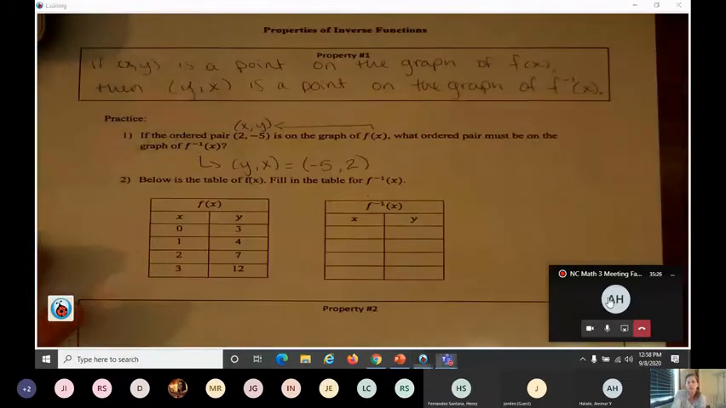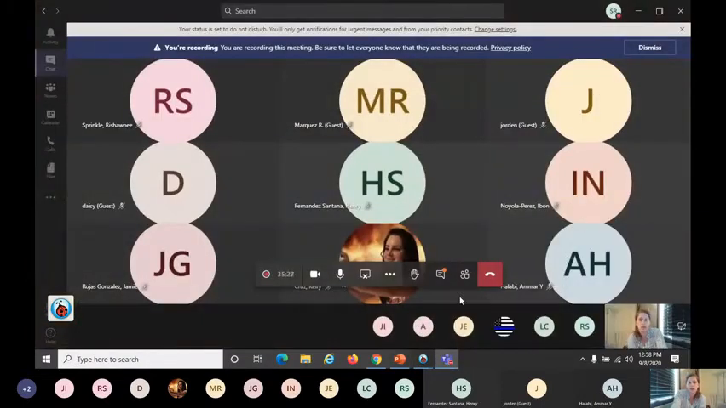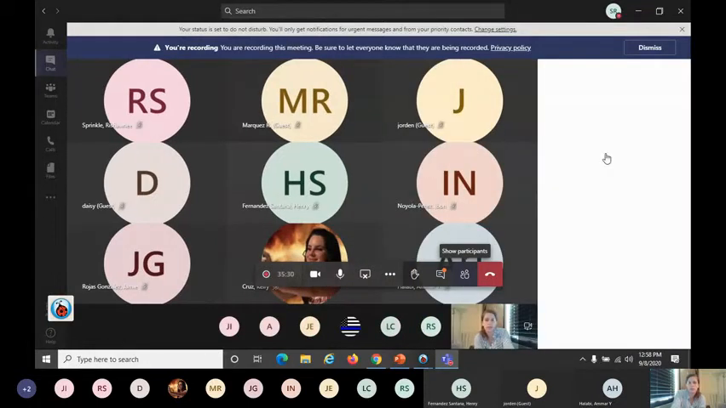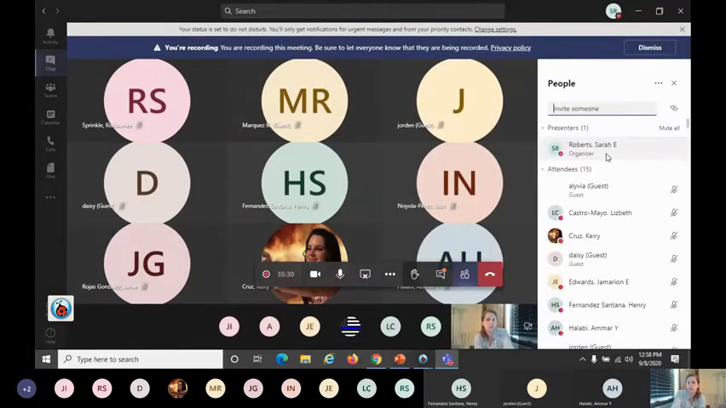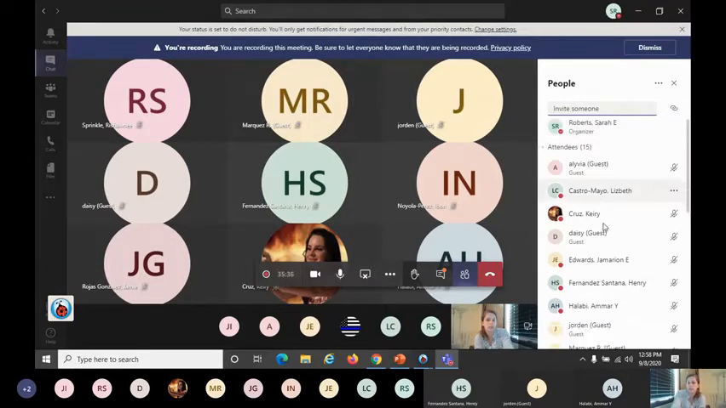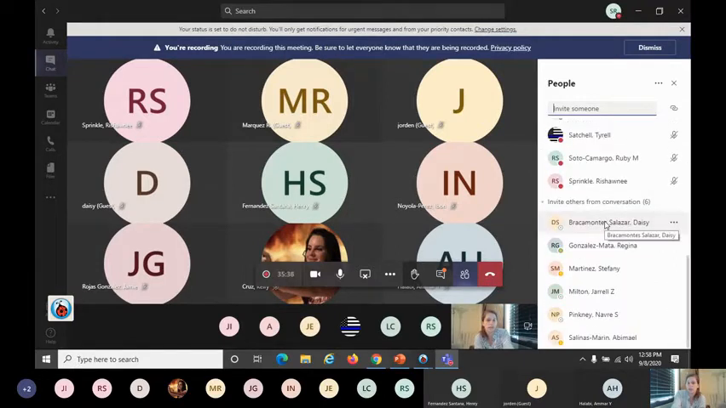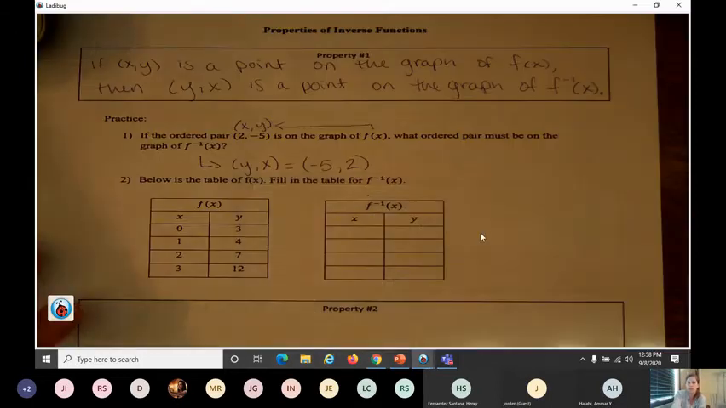Okay, let me double check. Regina is saying that somehow she's getting kicked out. Let me double check, make sure. Doesn't say that anybody is being kicked out. And Regina is here and you have a green check. So I'm not sure, Regina, I'm sorry.